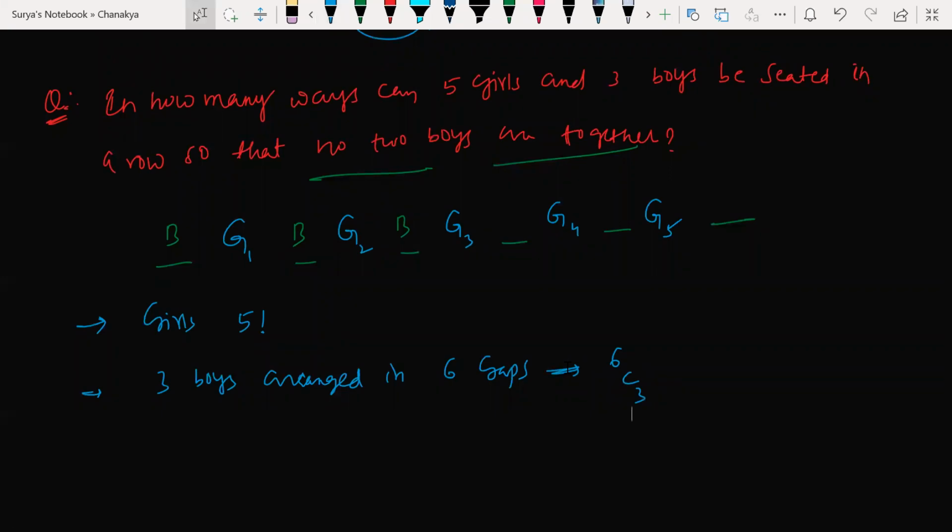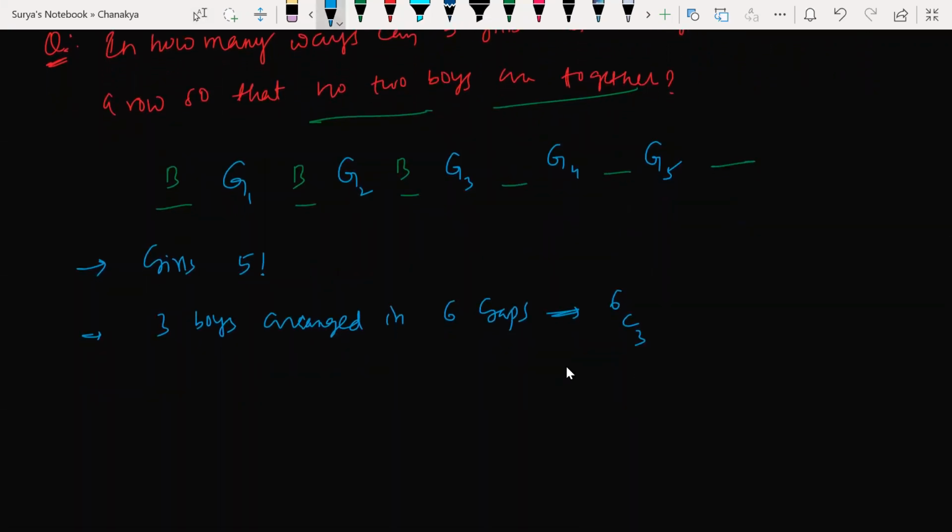How many ways can 5 girls and 3 boys be seated in a row so that no boys are together? First I selected 6C3. Out of 6 places, I selected 3 places, and then arranged those 3 boys in 3 factorial ways. So selection is nCr, and arranging is factorial. Hope it is clear.